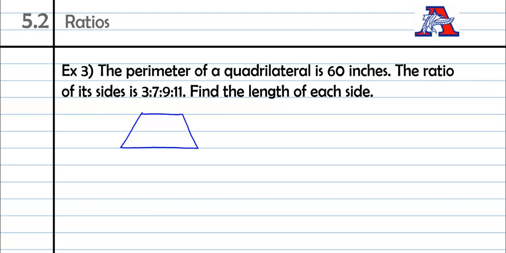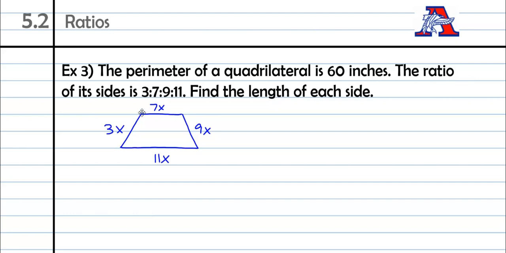And one of the sides is going to be 3 times something, and another side is going to be 7 times something, and another side is going to be 9 times something, and the last side is going to be 11 times something. Now, that's not to scale at all. We have a side that's 3x and a side that's 9x, and they look pretty similar, but they really shouldn't be, but that's fine. It just helps us figure out what we're looking at here.